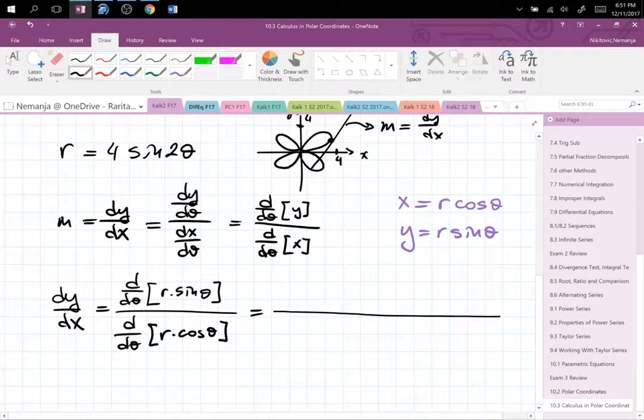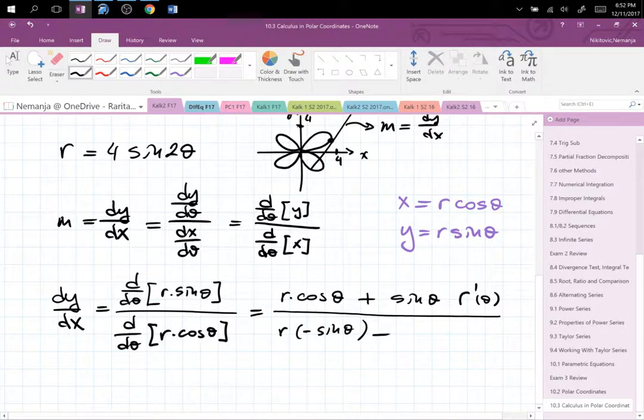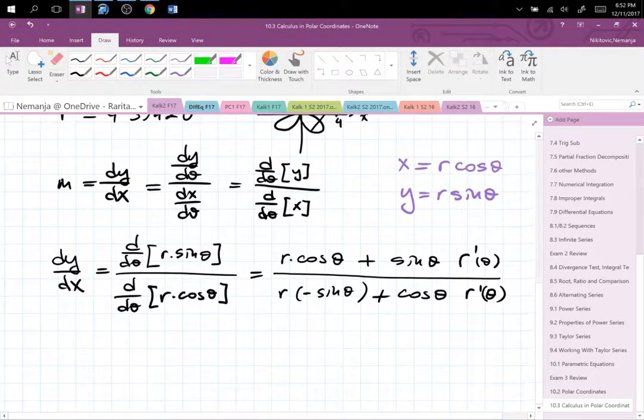So, copy the first, derivative of sine is cosine theta, plus copy the second, which is sine theta, times the derivative of r in terms of theta. So that better be r prime of theta. Copy the first, derivative of the second, plus copy the second, derivative of the first. It's a product rule. Denominator, same thing. Copy the first times derivative of the second, plus copy the second times derivative of the first. Great.